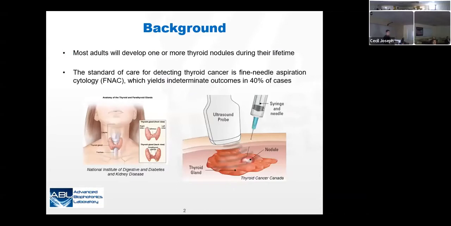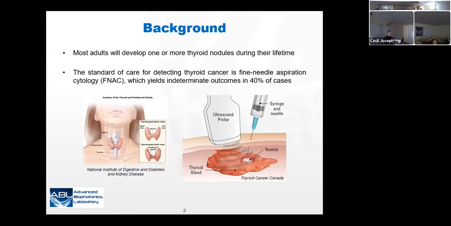So the motivation for this project is that epidemiological studies indicate that most adults will develop one or more benign thyroid nodules during their lifetime. In addition, thyroid cancer poses a significant clinical challenge for the healthcare system. The standard of care for diagnosing thyroid cancer is this procedure called fine needle aspiration cytology, which is subjective in nature because it requires visual assessments of cell morphology in order to identify the disease.